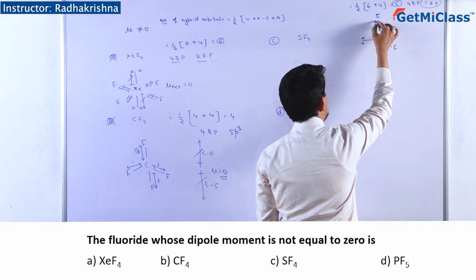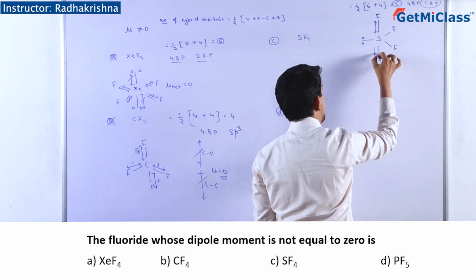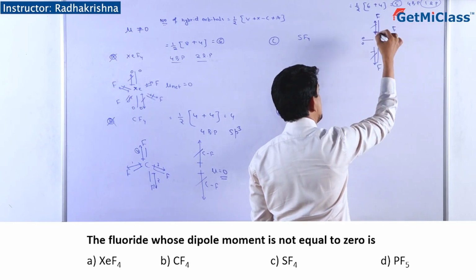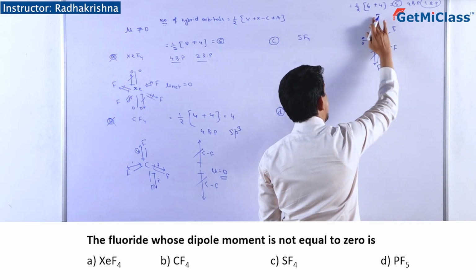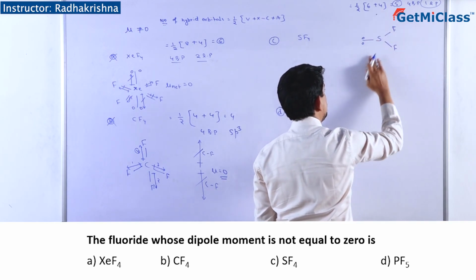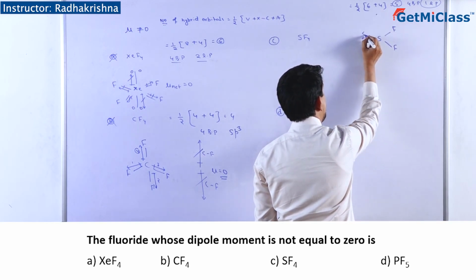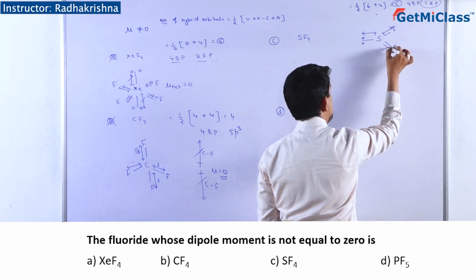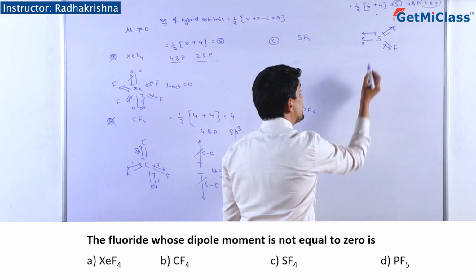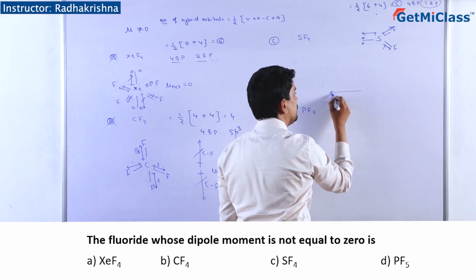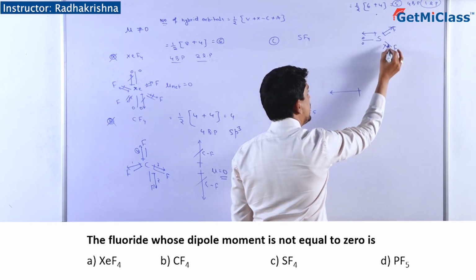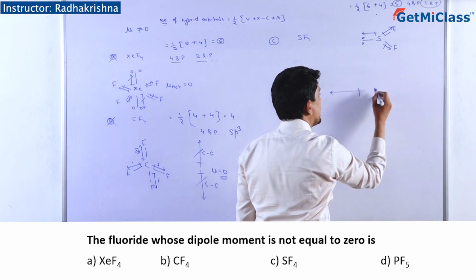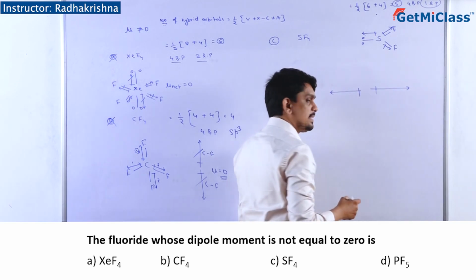I can show you a dipole here and a dipole here. They cancel each other, right? I'll remove it. You have a dipole moment here like this. Fluorine more negative, fluorine more negative. You can all see the one dipole is here, and the two dipoles are going this side, right? Its resultant I can show like this.